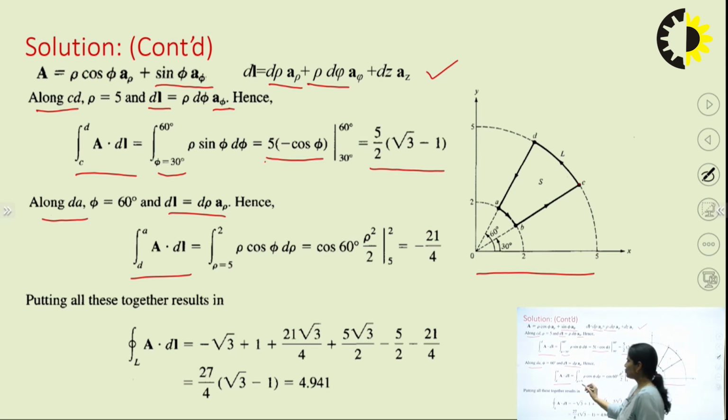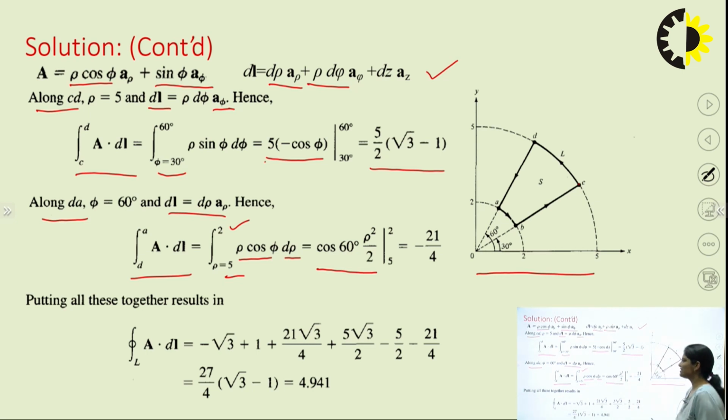So write down here rho is equal to 5 to 2, and here write down the case of d rho. So d rho here, rho cos phi. From the given equation, rho cos phi d rho, you solve it by using the integration method, and your limit starts from 5 to 2, that is equal to minus 21 by 4.